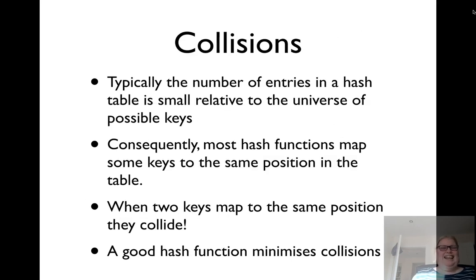Okay. In reality, the world is not quite that perfect. Typically, the number of entries in a hash table is small relative to the universe of potential keys. Consequently, most hash functions map some keys to the same position in the table. When two keys map to the same position, they collide. A good hash function minimizes collisions.